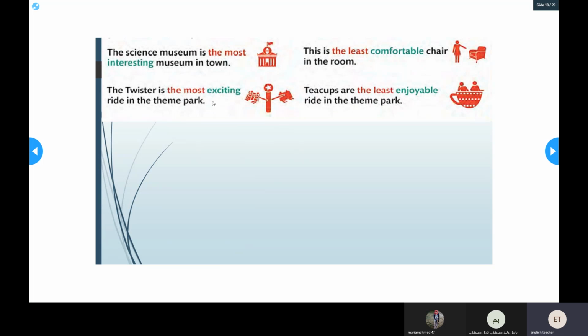Mariam, can you read the last two? Yes, okay, go ahead. The least comfortable chair in the room. Great. Okay, next one, the twister. The twister is the most exciting ride in the theme park. Very good. Okay, teacups are the least enjoyable ride in the theme park. Very good.